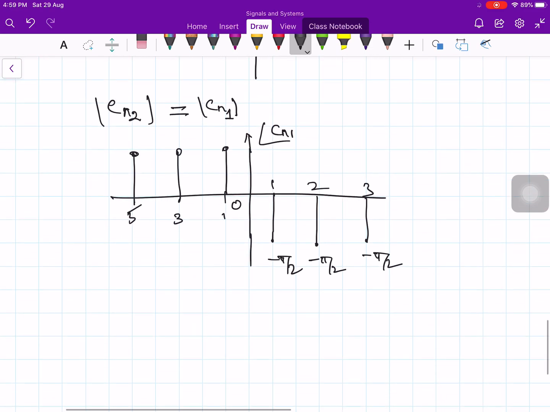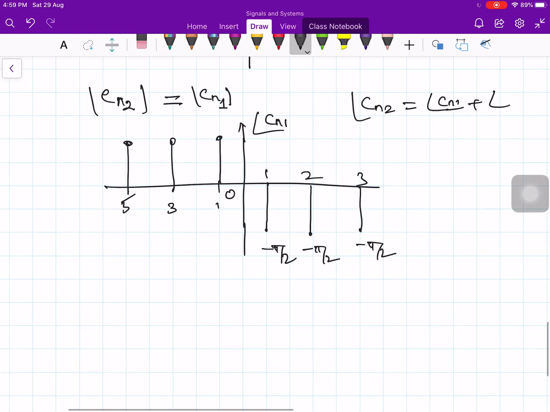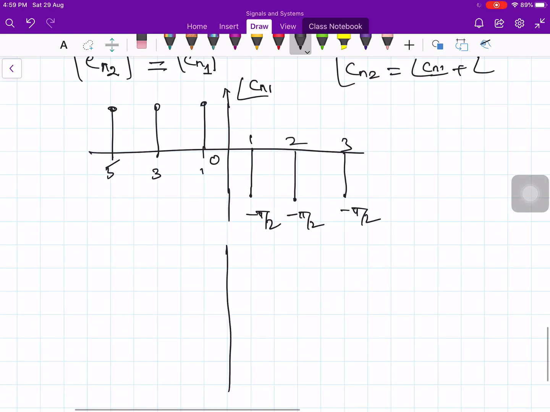Now if you try to plot Cn2, then the phase angle of Cn2 is equal to the phase angle of Cn1 plus the phase angle of e to the j times n pi by 2. Okay, so that you need to consider in that. If you plot it, then it is going to be like at 1, 0, at 2 also it is again 0, at 3 it is going to be minus pi.